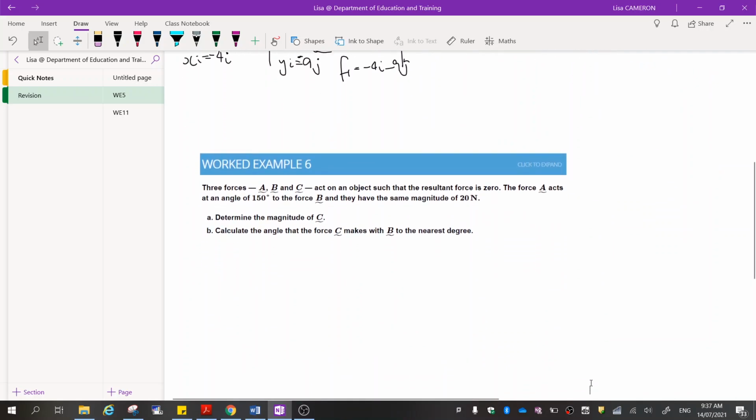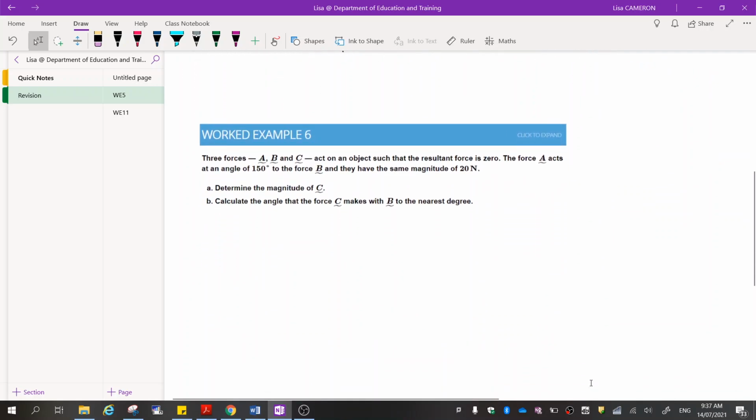Worked example 6. 3 forces A, B, and C act on an object such that the resultant force is 0. The force of A acts at an angle of 150 degrees to force B. They have the same magnitude of 20 newtons. Determine the magnitude of C, and calculate the angle the force C makes with B to the nearest degree. Okay, we're going to start by drawing our diagram.